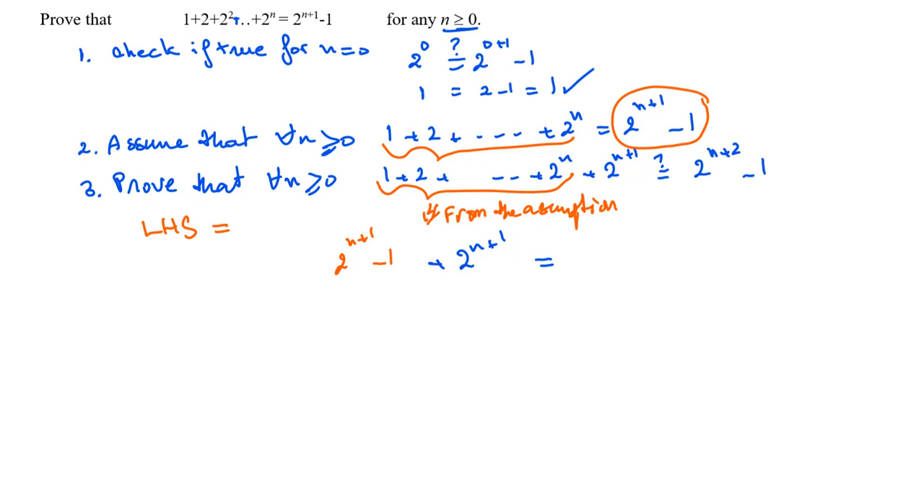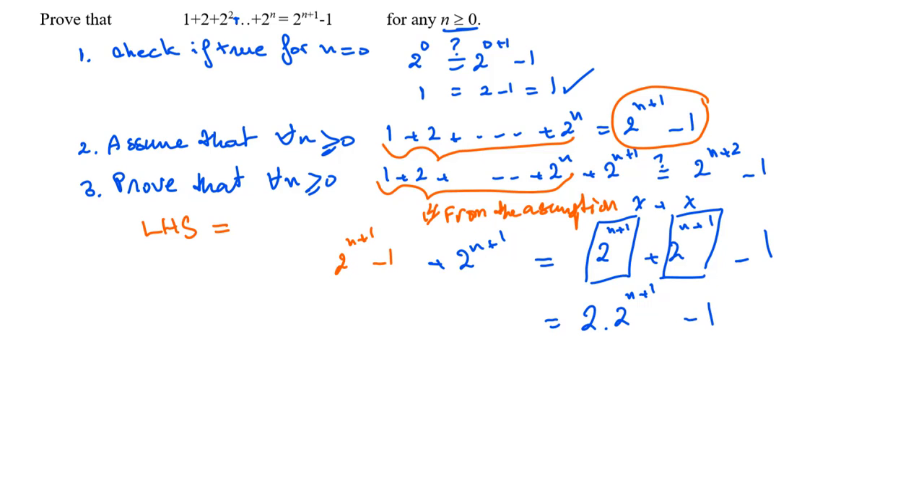If I rearrange this, I have 2 to the n plus 1 plus 2 to the n plus 1, minus 1. If you think of this as x, some variable x, then what is x plus x? That will be 2x, or 2 times 2 to the n plus 1, minus 1. Now we're just using the law of exponents. We have the same base, so you add the exponents. It's going to be 2 to the 1 plus n plus 1, which is n plus 2. Remember, 1 plus 1 is 2, so n plus 2, minus 1.